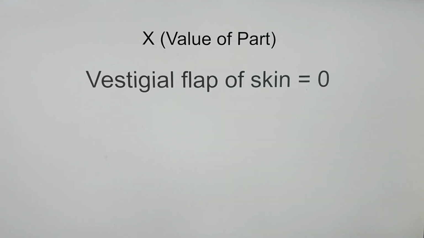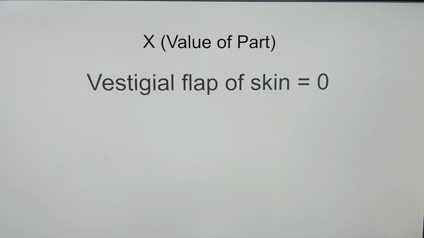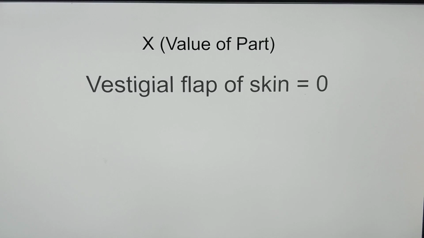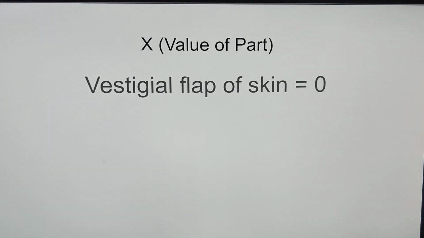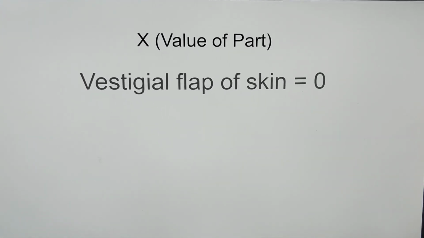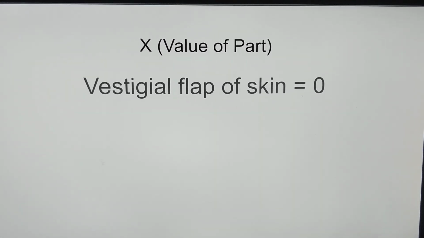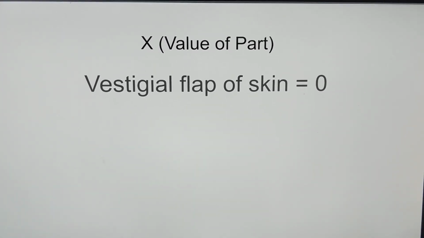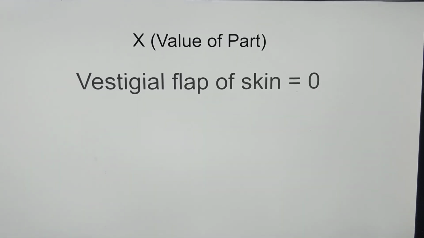So a lot of people think of the foreskin or the prepuce as a vestigial flap of skin. Like it's nothing but this flap of skin that's just problematic. There's no value to it at all. So you're going to give it a value of 0.